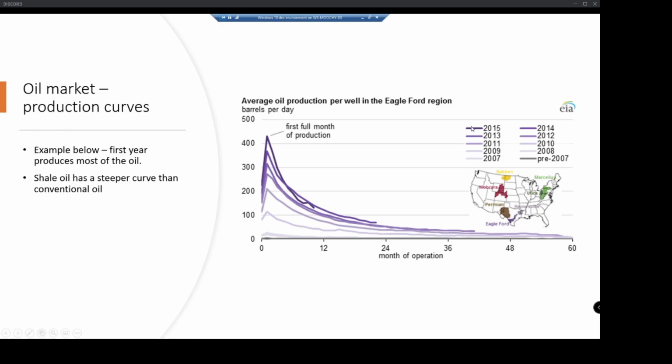If you drilled a well using 2015 techniques, what you should expect is that it would shoot up to 450 barrels a day, and then it would decline very rapidly. Within 12 months, you would be down 75% of your production. So you're going to produce most of your oil in the first 12 months. The net thing here is that if you don't keep drilling, production declines very rapidly on a countrywide scale.